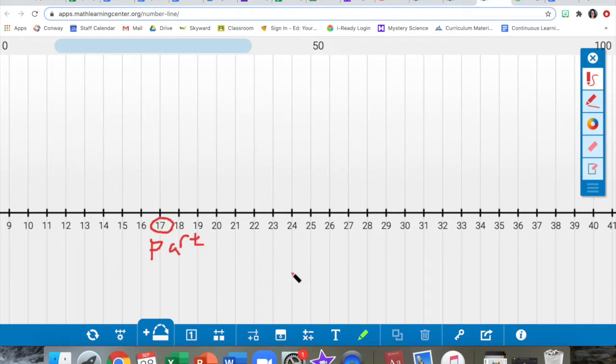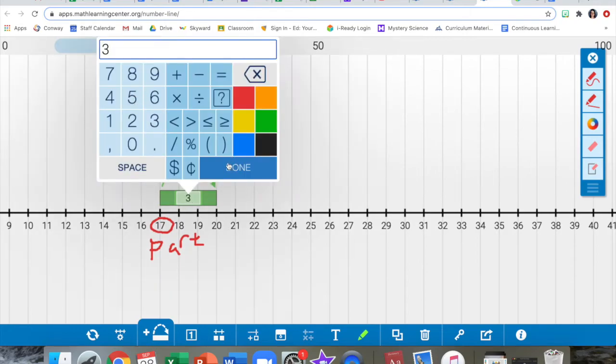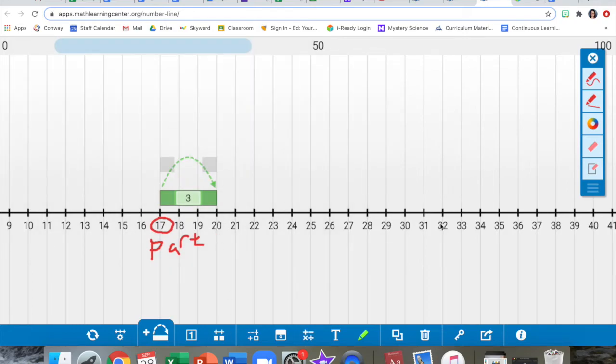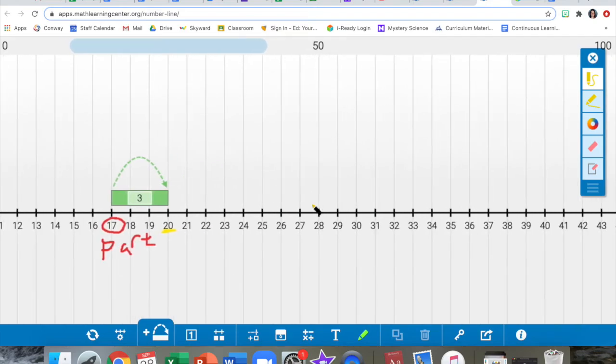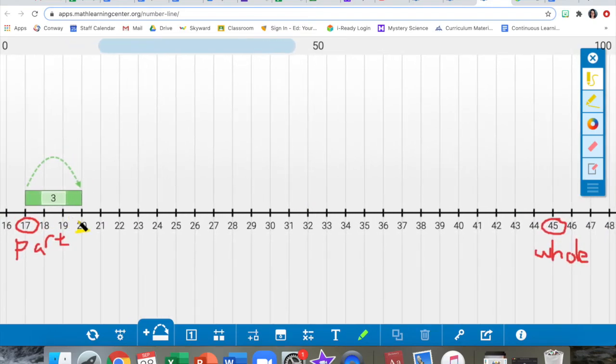Okay, well, I prefer to add, so I am going to count up. If I do a hop of 1, 2, 3, that gets me to a nice friendly 20. From 20, it's pretty easy to do a very large jump. I can jump by 10s, 20, 30, 40, or I could do 20 plus 20 is 40, whichever one my brain is more comfortable with.